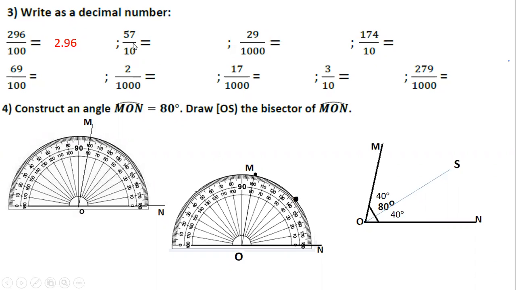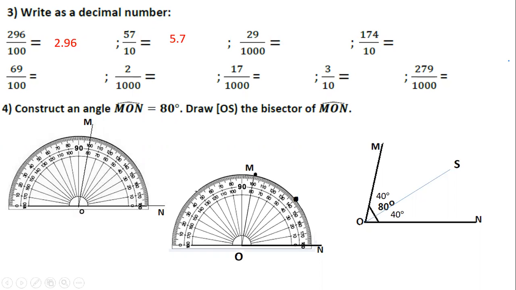Yes, Karim, 57 over 10. We should write it as a decimal number. 5.7. You don't want to tell me the steps of writing 5.7? Yes. First, we count how many zeros we have. 10 has 1 zero. So that means in the decimal part there should be one number. So we start from the right. We move the point 1 place to the left. So then it becomes 5.7. Thank you, Karim.